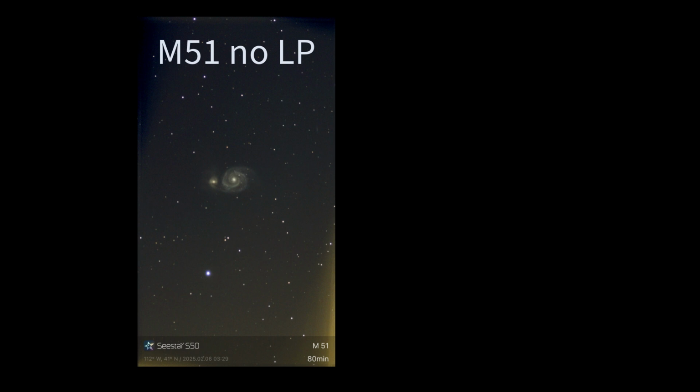Here is M51. This is our last test object. It's the Whirlpool Galaxy, and this one does not have the light pollution filter on it. And you remember from our plan that this one we spent a lot more time on at the end of that evening. And so both of these exposures for this object are a longer period of time. This one has 80 minutes of exposure. And so that's quite a bit.